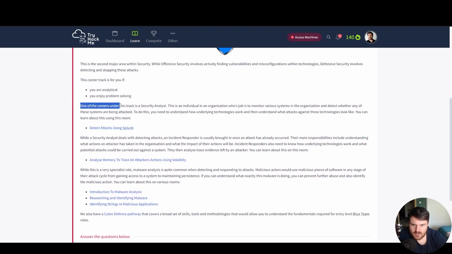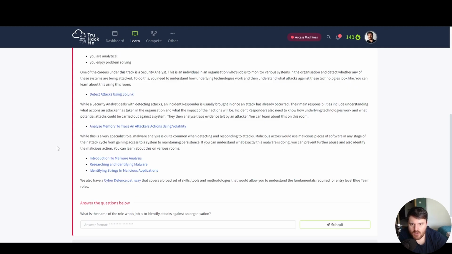One of the careers under this track is a security analyst. This is an individual in an organization whose job is to monitor various systems in the organization and detect whether any of these systems are being attacked. To do this, you need to understand how underlying technologies work and then understand what attacks against these technologies look like. You can learn about this using the room Detect Attacks Using Splunk.